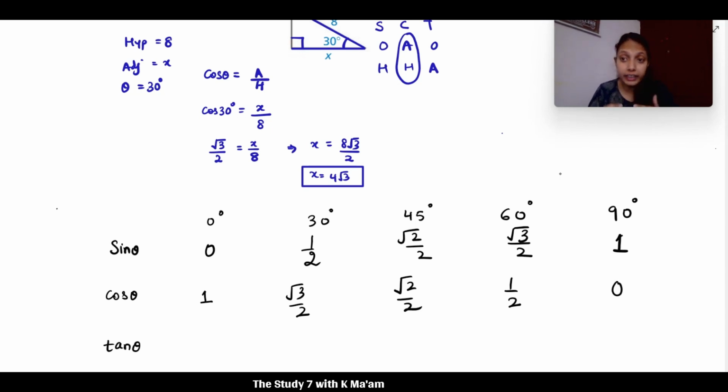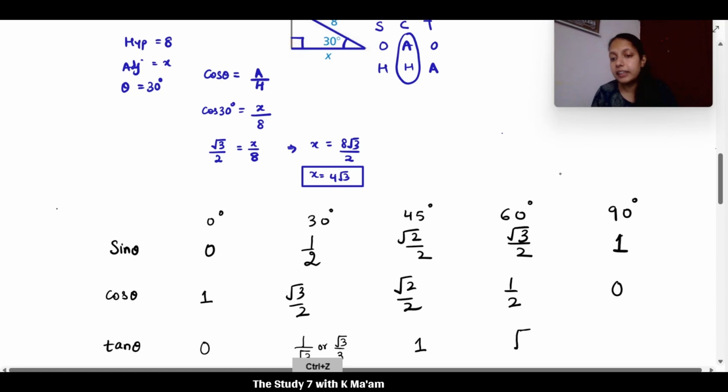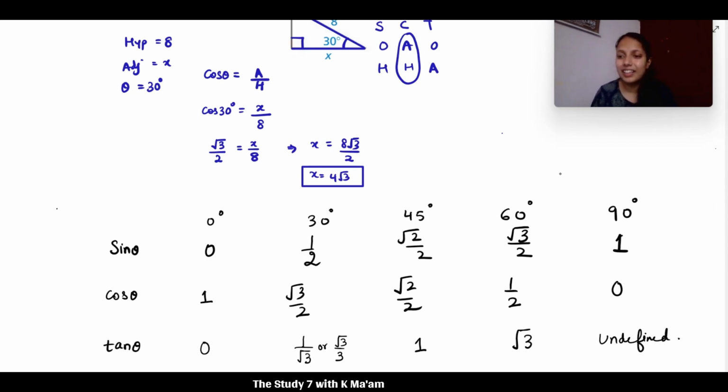For the value of tangent theta, divide the value of sine by the cosine value. 0 over 1 is 0. 1 by 2 divided by square root 3 by 2 is 1 by square root 3, or you can rationalize and write root 3 by 3. Square root 2 by 2 divided by square root 2 by 2, same number divided, so it's 1. If you divide these two numbers, it's square root 1 over 0. It's undefined. Okay. Done. Next.